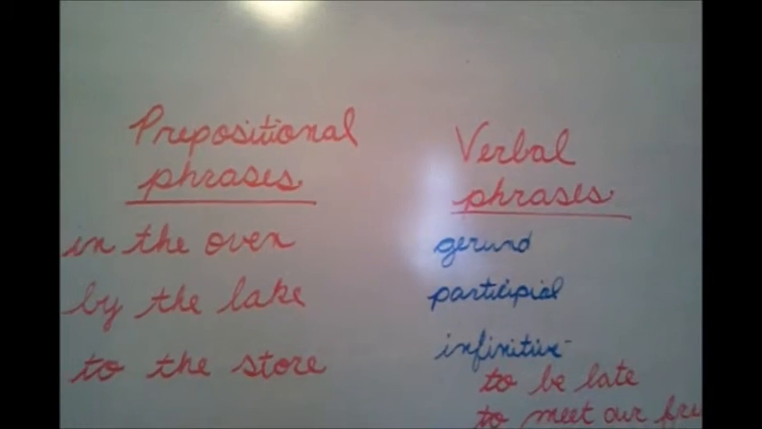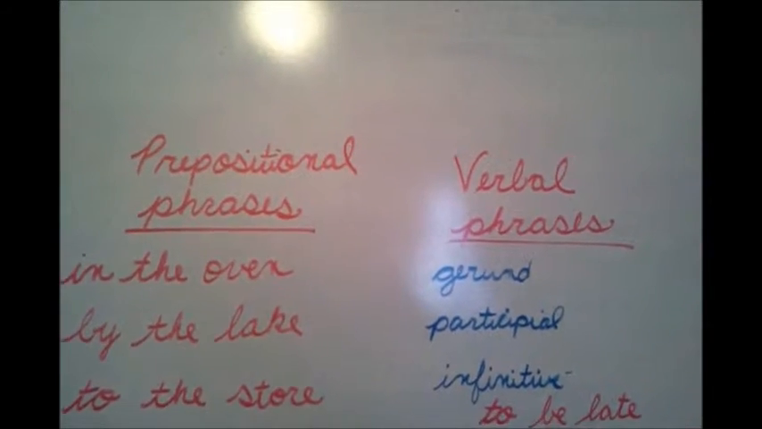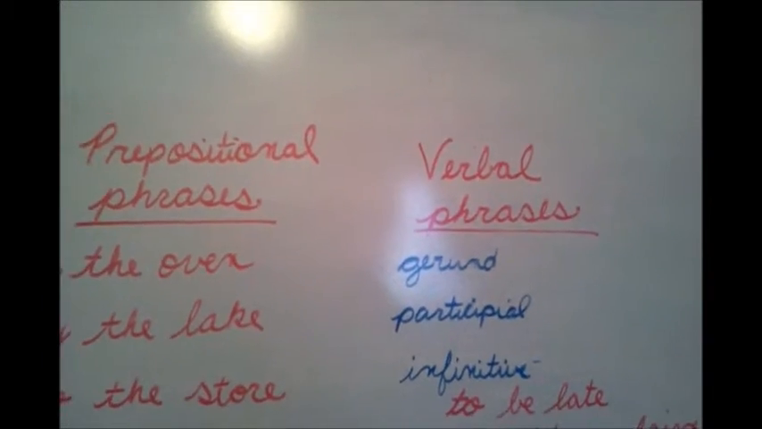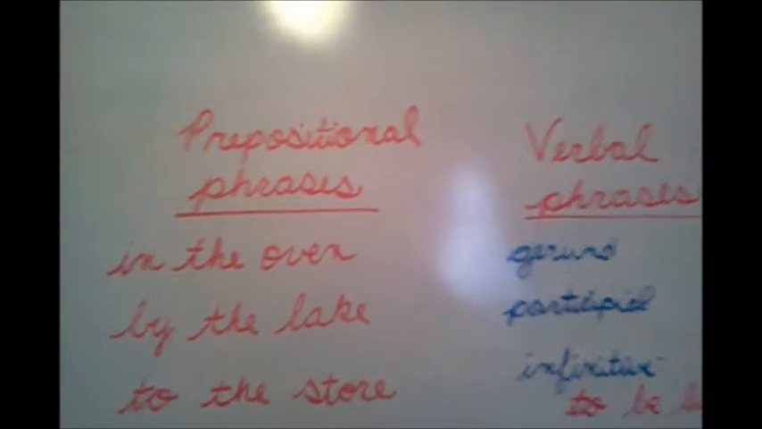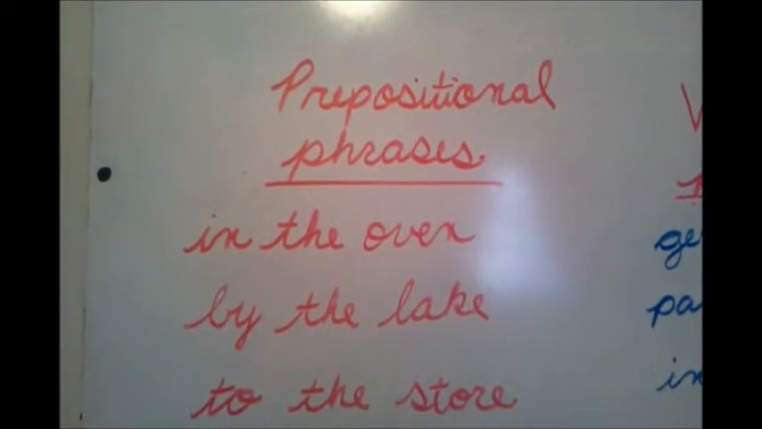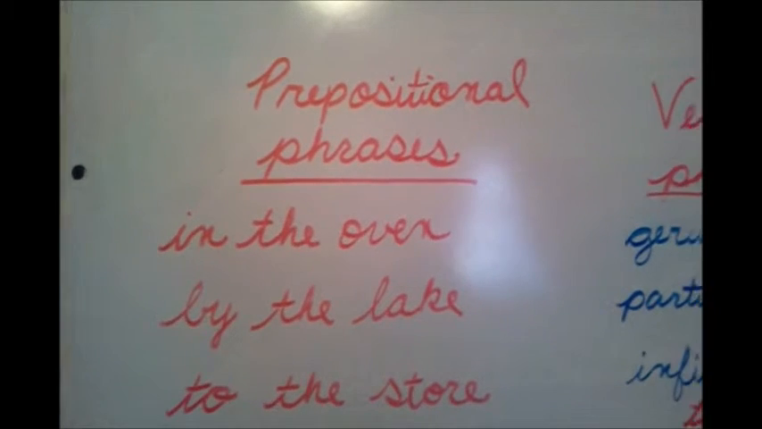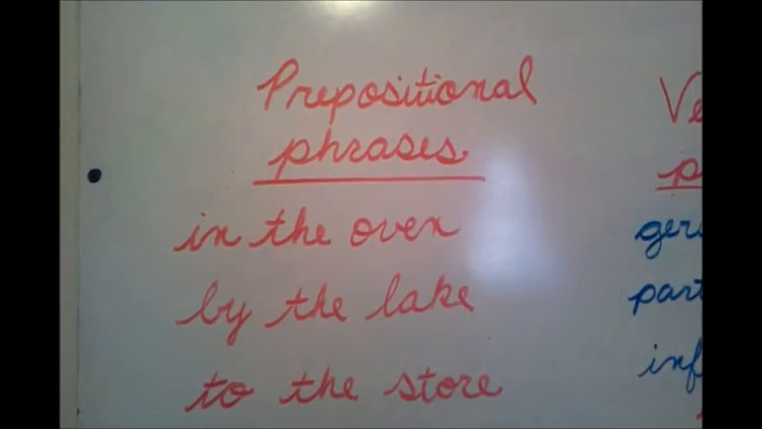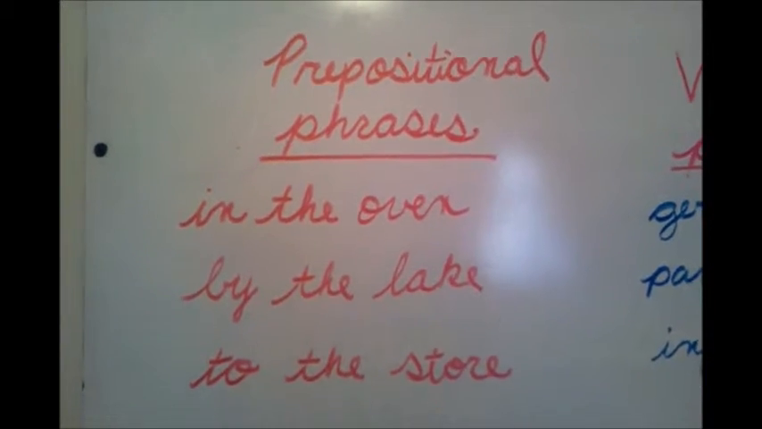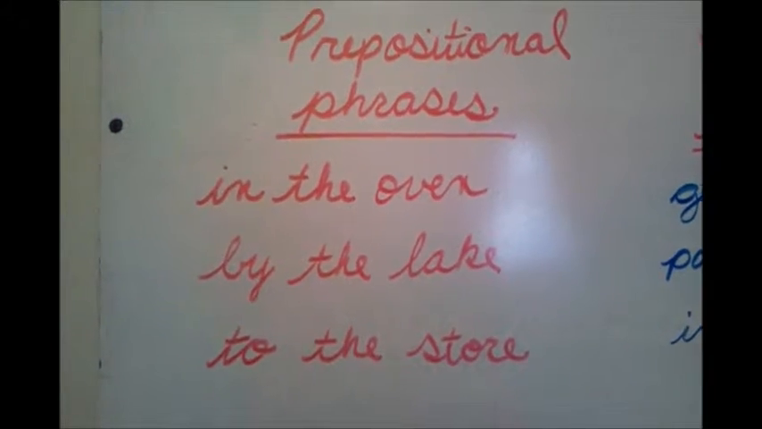There are two types of phrases in this lesson: prepositional phrases and verbal phrases. Remember, prepositional phrases, they just begin with a preposition and end with a noun, which is the object of the preposition. Like in the oven, by the lake, to the store.